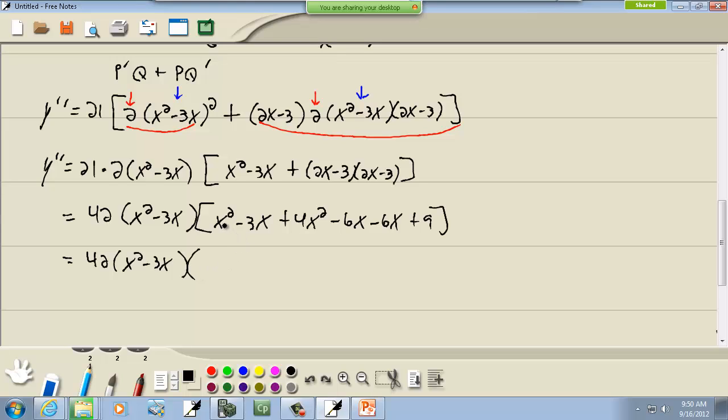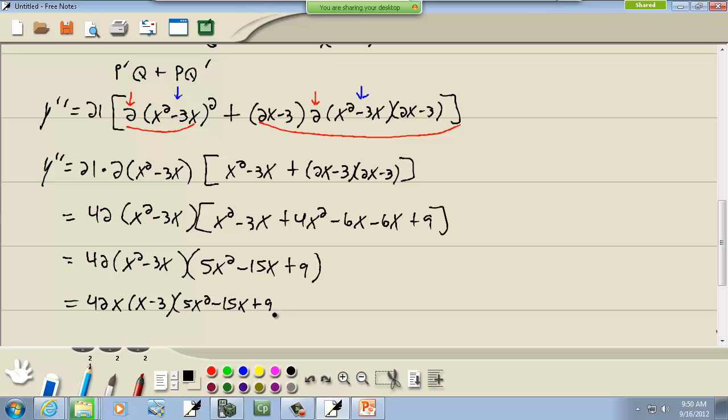So now, combine together like terms. x squared plus 4x squared is 5x squared. Negative 3x, negative 6x, negative 6x, that's negative 15x. And plus 9. Now there's one last thing I can factor out. This x squared minus 3x, they have an x in common. So I can factor that out, and that gives us x minus 3.